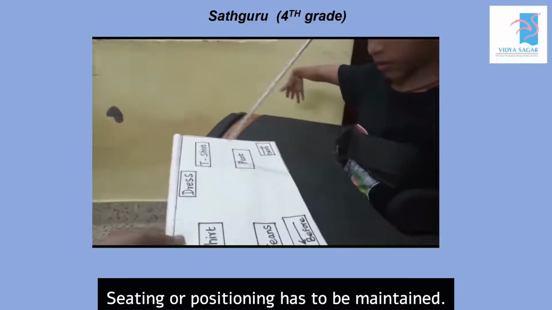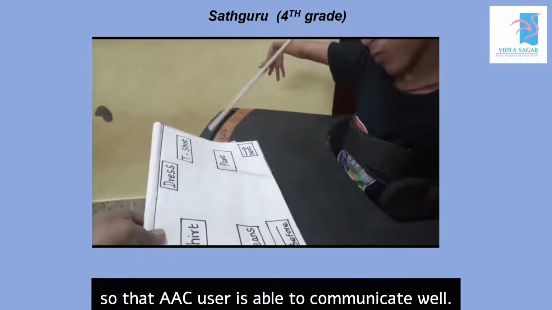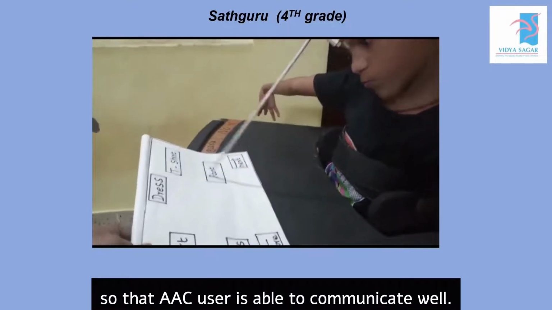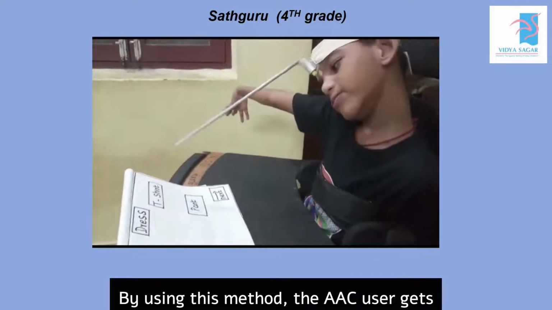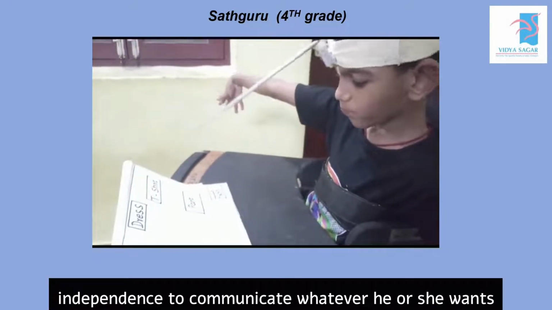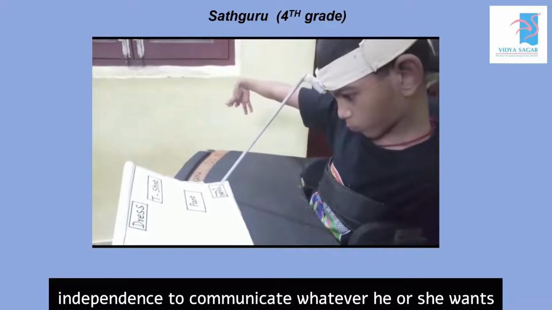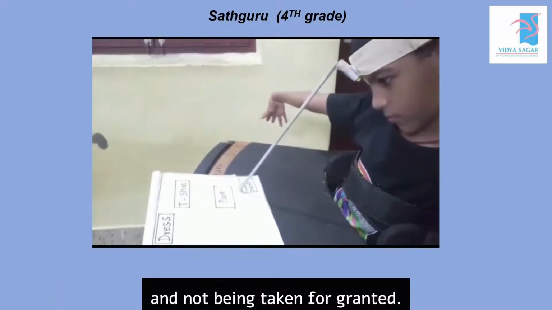Seating or positioning has to be maintained so the AAC user is able to communicate well. By using this method, the AAC user gets independence to communicate whatever he or she wants and not be taken for granted.